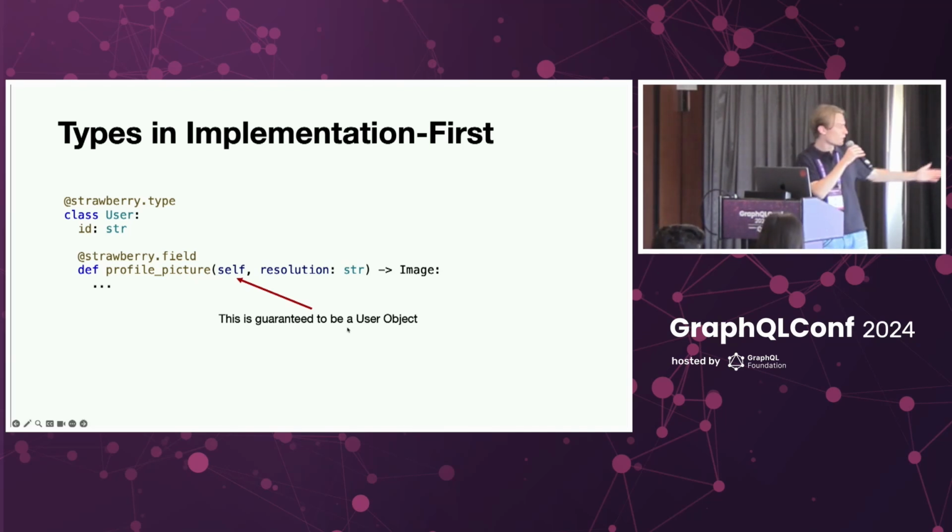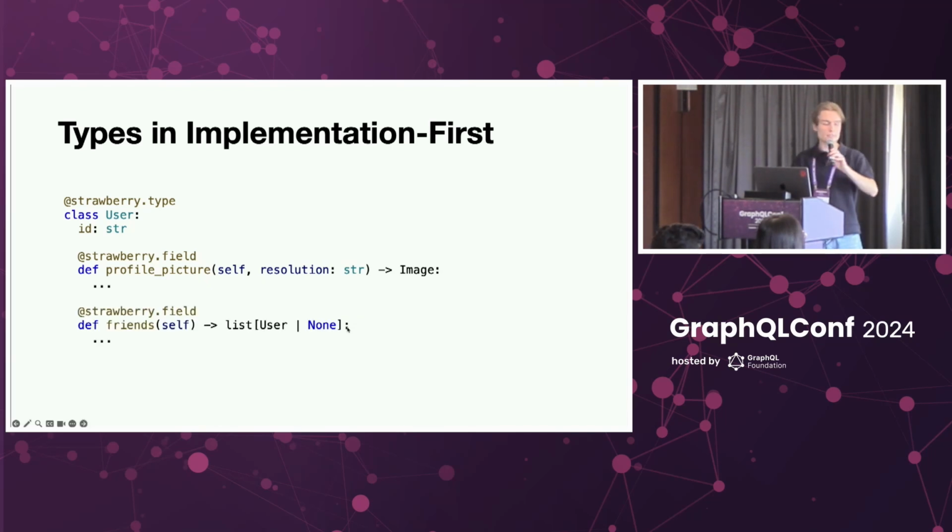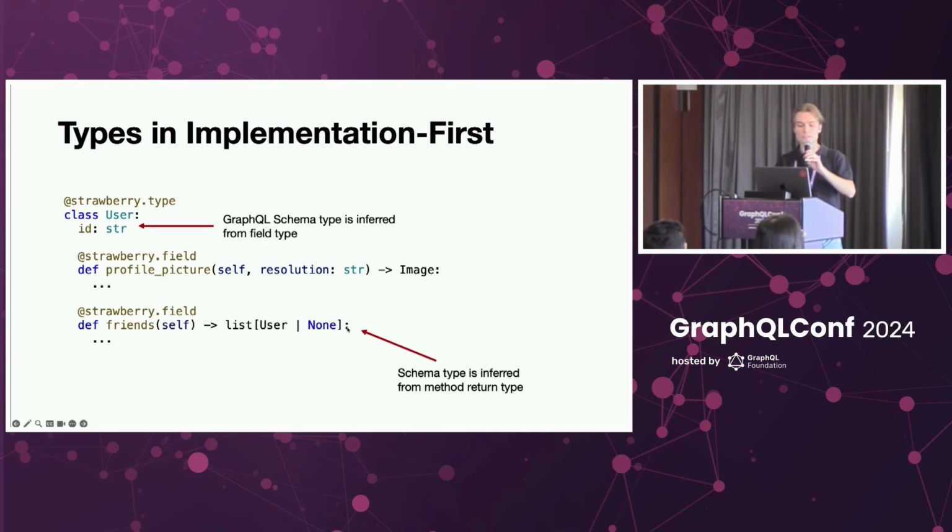Another thing you can see over here, arguments are also super simple to implement. You just add an argument to the method, and the argument is reflected in your schema with the same type and the corresponding documentation. Next, you might define some other fields. For example, you might define a list of friends, and it's as easy as creating a new method, annotating it with list, user, or none to define the nullability. And basically, what Strawberry does for you is it infers the schema type based on the type annotation.